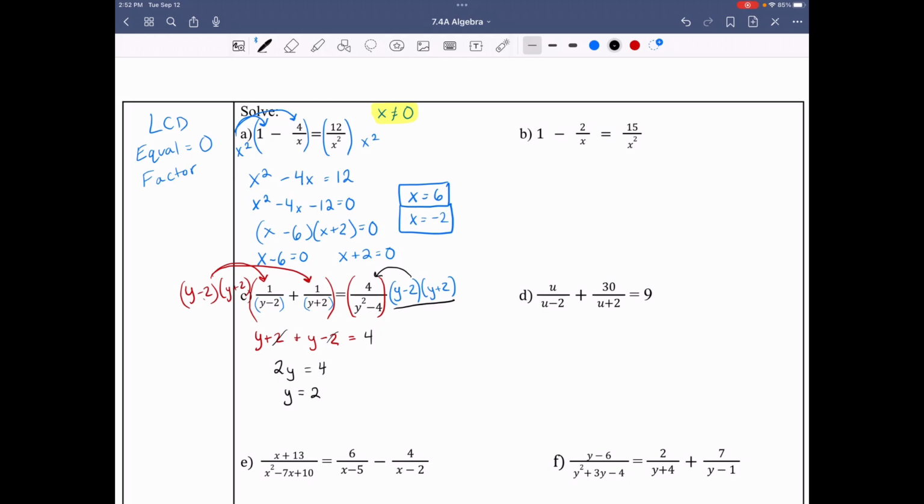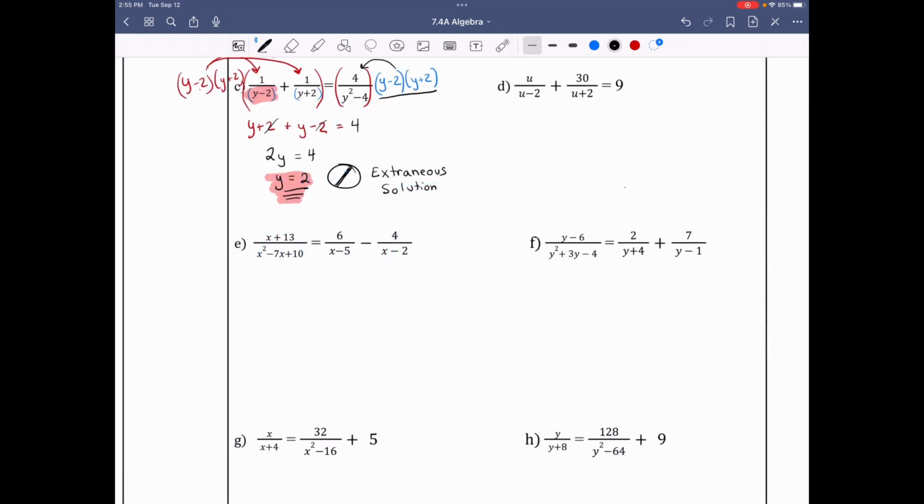There's a problem though, because this would cause this denominator to equal 0, because 2 minus 2 is 0. So this actually is a no-no and it is called an extraneous solution. I would like you to try D right now in your groups.